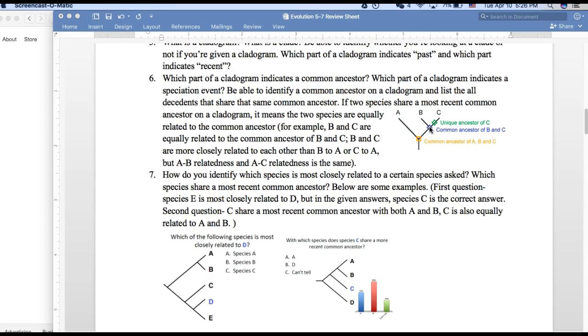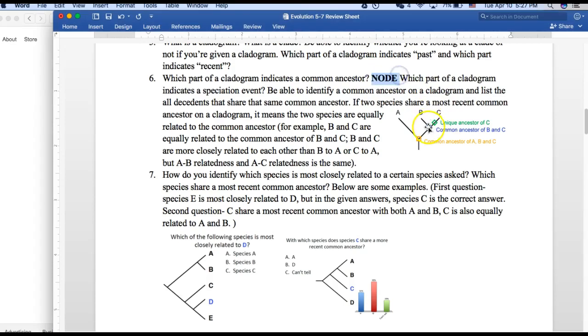So we have a common ancestor. This is some ancient organism, and this common ancestor is able to diverge into B and C. This node right here, we call it a node. This node is also where the speciation event happens. This is also where the common ancestor of B and C is located.